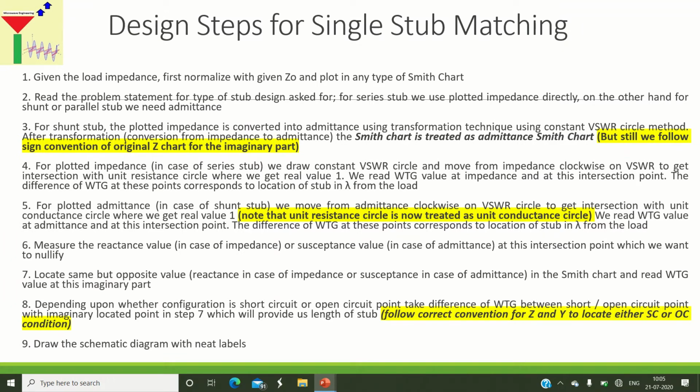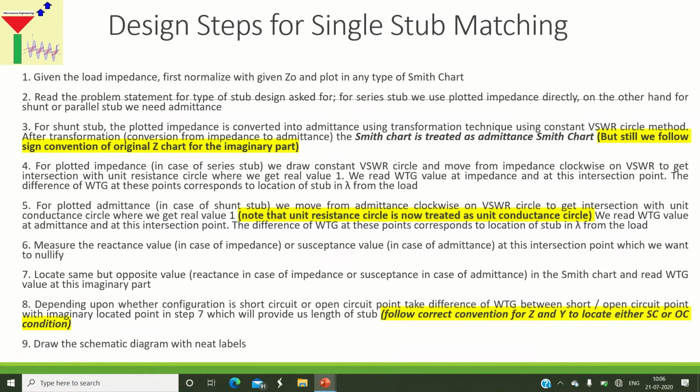And then we will calculate the difference between the wavelength toward generator value at the given load impedance or load admittance and this intersection point on either the resistance circle or conductance circle of unit value. This difference of wavelength toward generator will give us the exact location of the stub. Okay, so half of the solution is completed here. Whatever I am explaining will become clear to you when we solve a typical example.